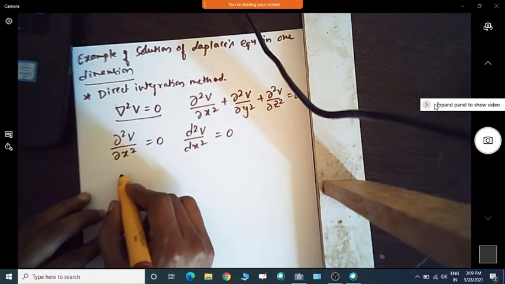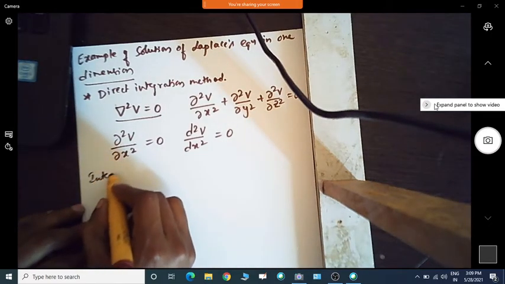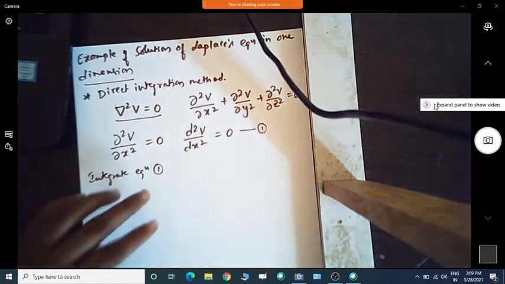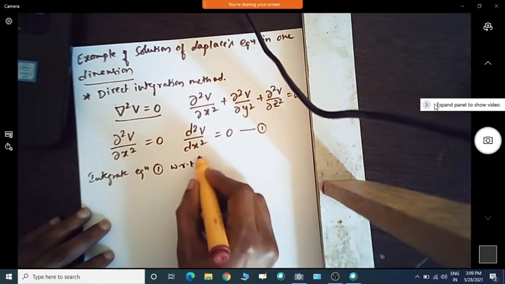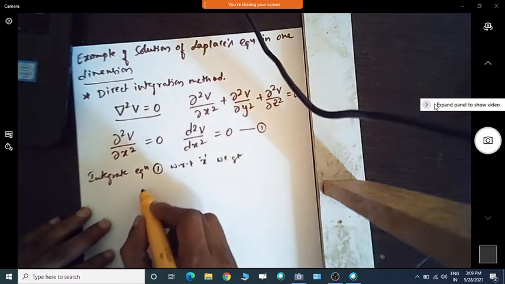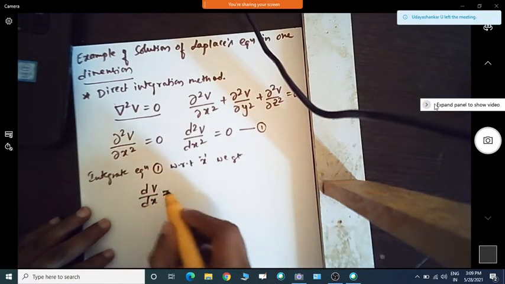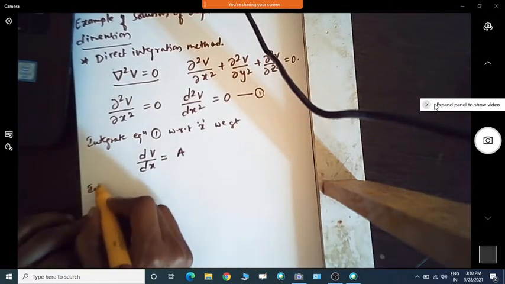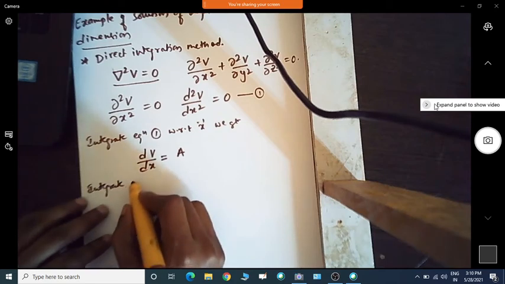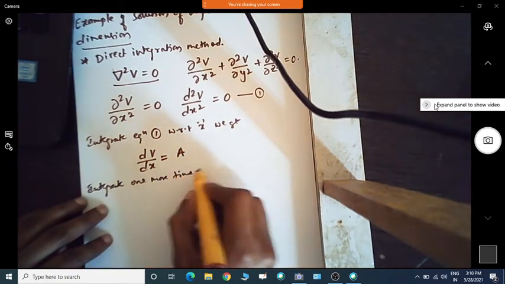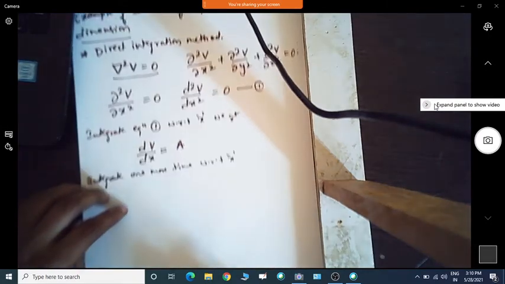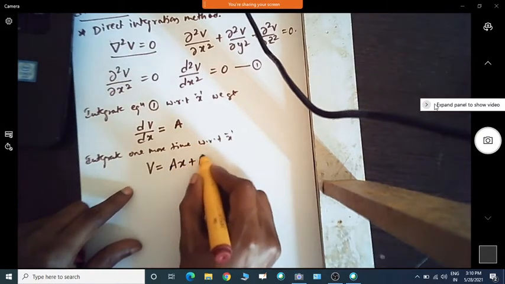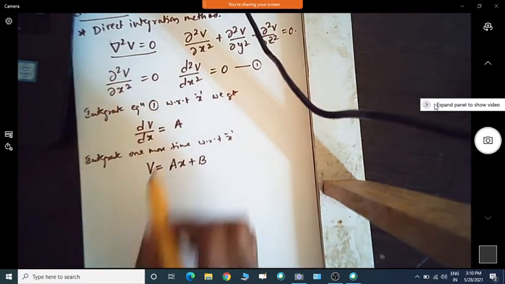Okay, so let us take this as equation 1 and integrate equation 1 with respect to x. We get dV by dx equal to the constant a. Similarly, if I integrate one more time with respect to x, you will get the solution for V, that is V equals ax plus b. So this is the integration for this.